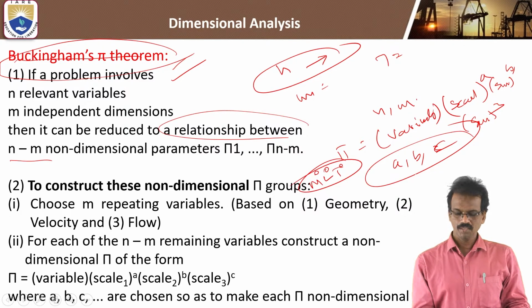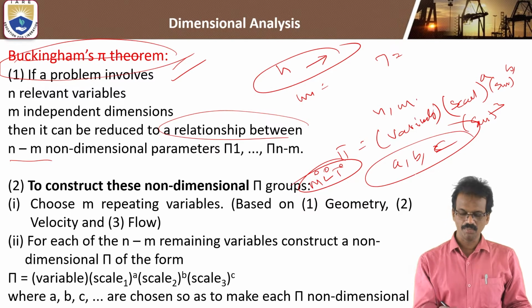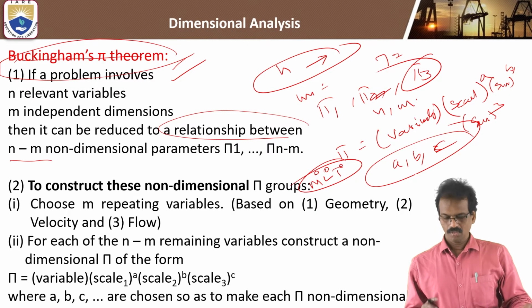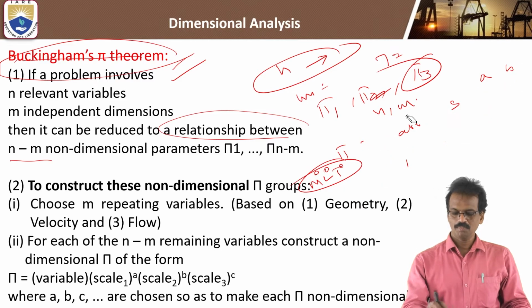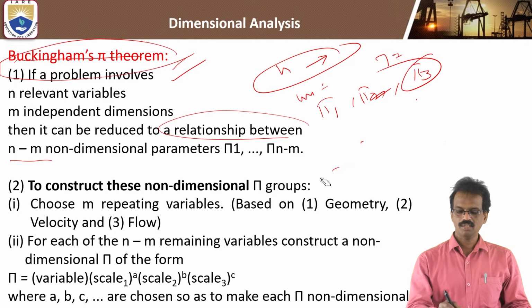By solving for these a, b, c values, we will get one relation, the pi term. So we get the pi 1 term, pi 2 term, and pi 3 term. We'll get the pi terms in this way. If you solve any problem numerically based upon the Buckingham pi theorem, then you can understand it easily.